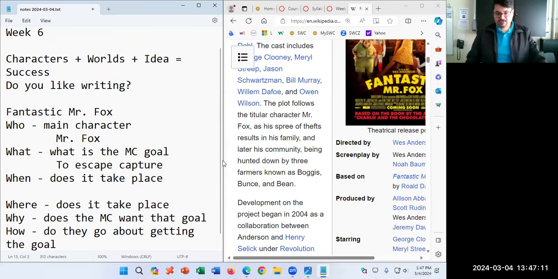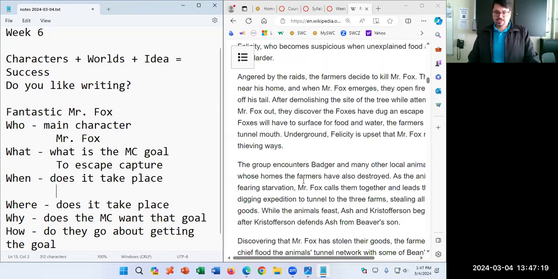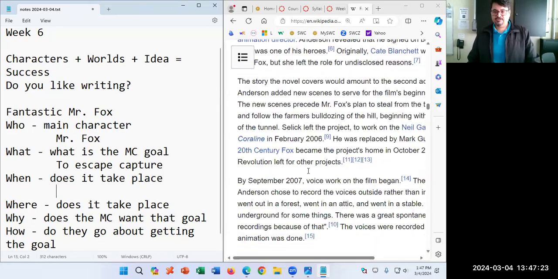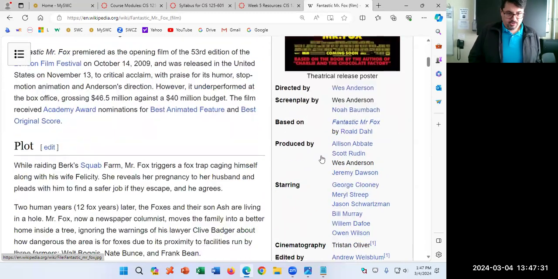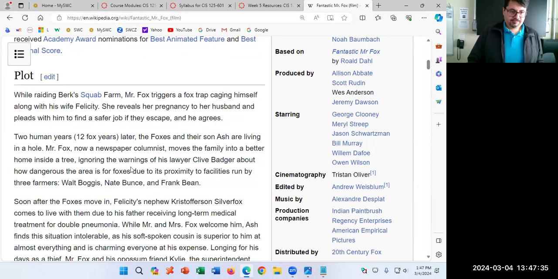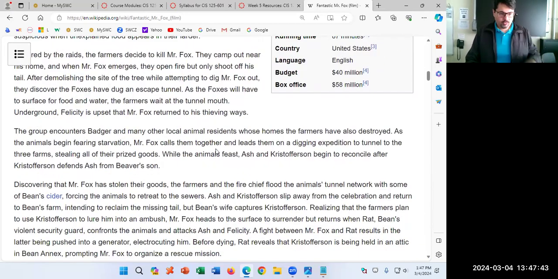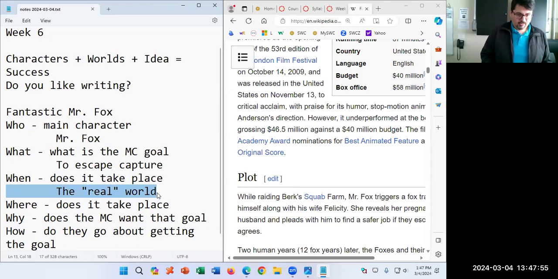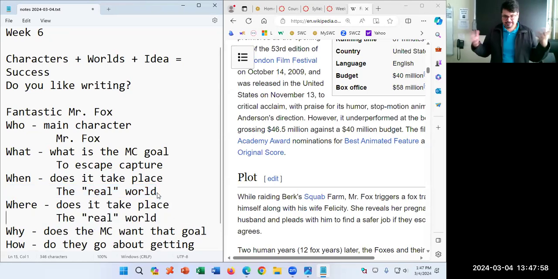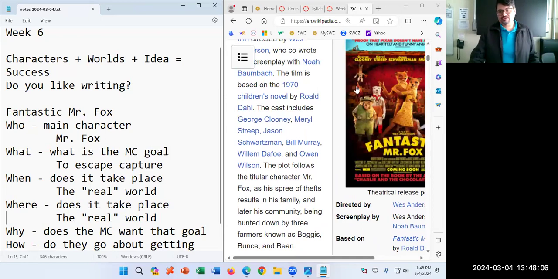Where does it take place? Let's see if we can find it. If you know the answer, put it in the chat. So, plot. Blah, blah. Where does this take place? Voice cast, development. Find that answer. Does this take place in the real world or in a fictional world? Not quite fully seeing where it takes place, but it seems to be the real world, let's say. An exaggerated aspect of the real world. Maybe it's taking place in like 1960s England or something. I don't know. But from what little I know and read here, it feels like the real world with stop motion characters.